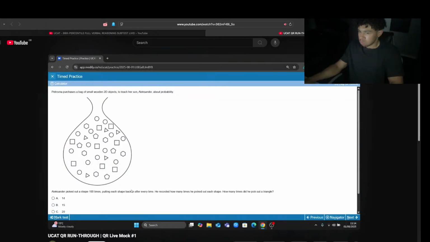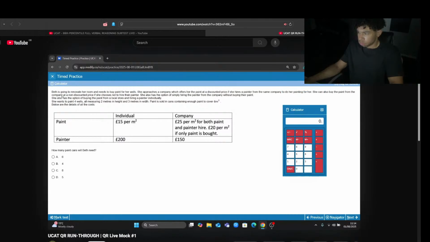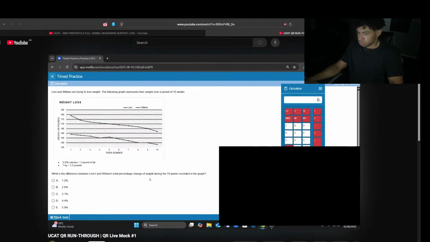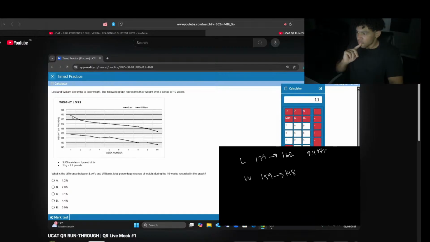What's probably device I'm thinking, okay, I'm just not going to bother doing this one. Well, how many paint cans will Beth need? Okay, so let's go right room. What's the difference in total percentage change of weight during the 10 weeks reported? So Levi starts at 179 pounds and goes to 162. William goes from 159 to 148. Levi loses 17 divided by 179, which is 9.497%. The other person loses 11 divided by 159, which is 6.918%. So it's 9.497 minus 6.918, 2.579.